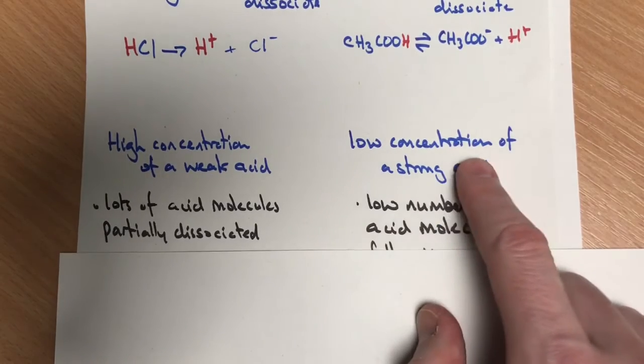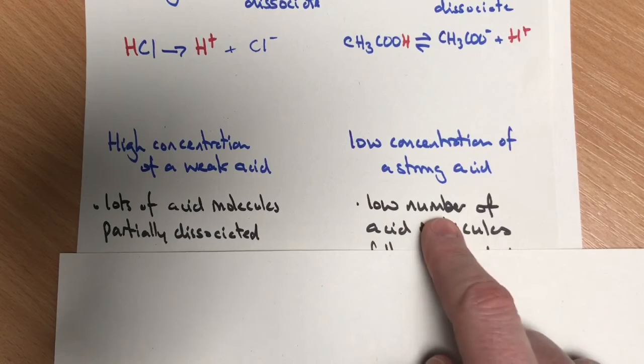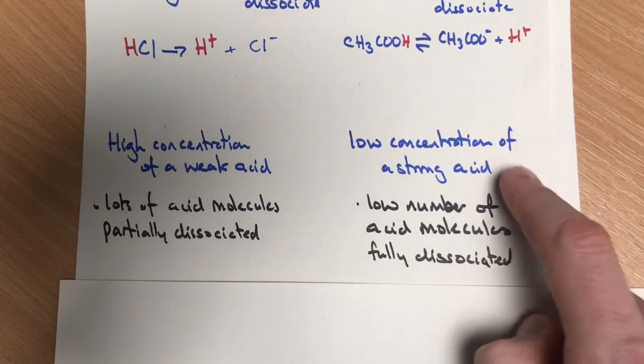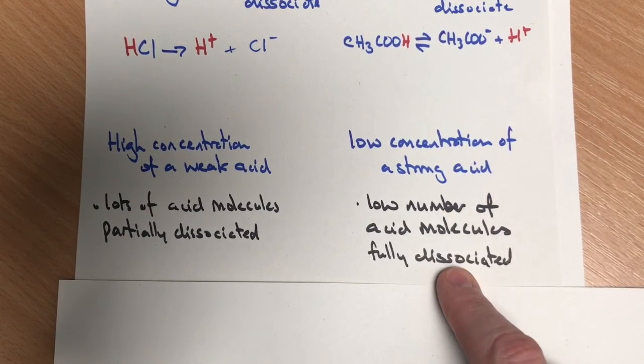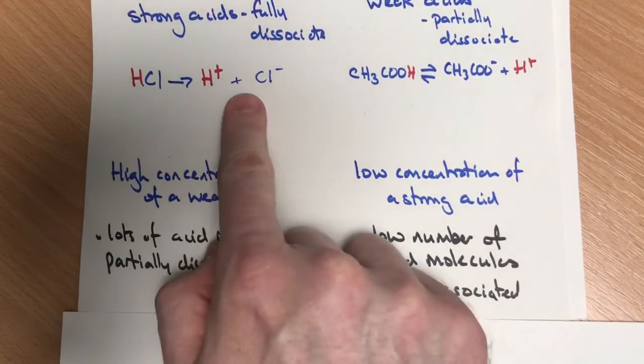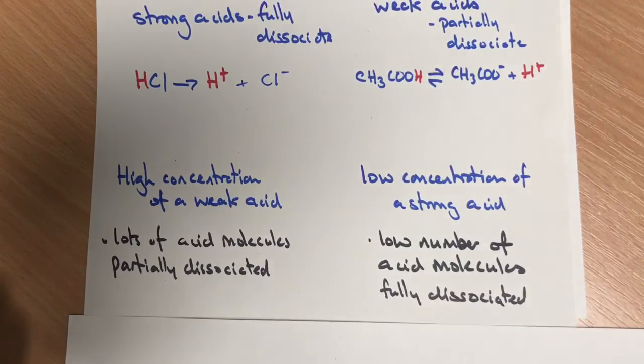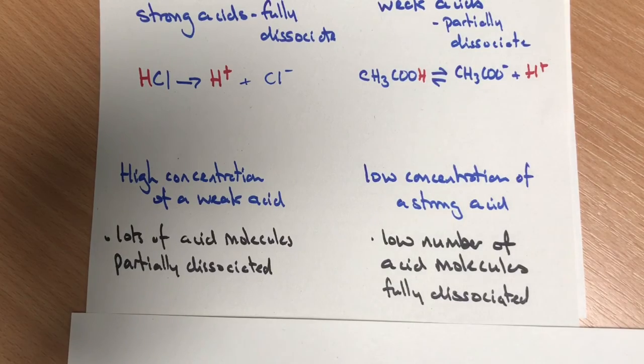Alternatively, we could have a very low concentration of a strong acid. What does that mean? Low concentration means there's a low number of acid molecules, and the fact that it's strong means that those molecules, even though there's not a lot of them, fully dissociate, fully separate out, as we've got here. Hopefully that helps to distinguish between concentration, high and low, and strength, weak or strong, for acids.